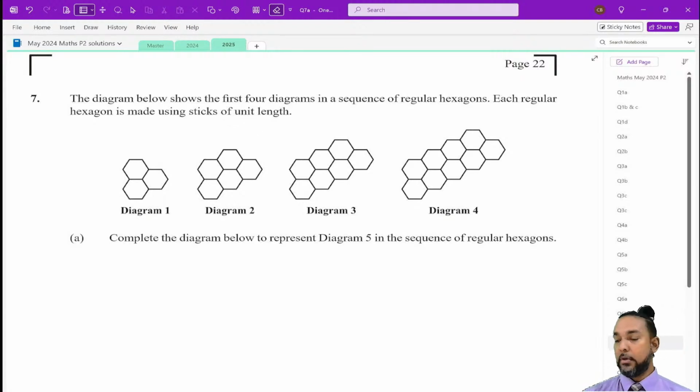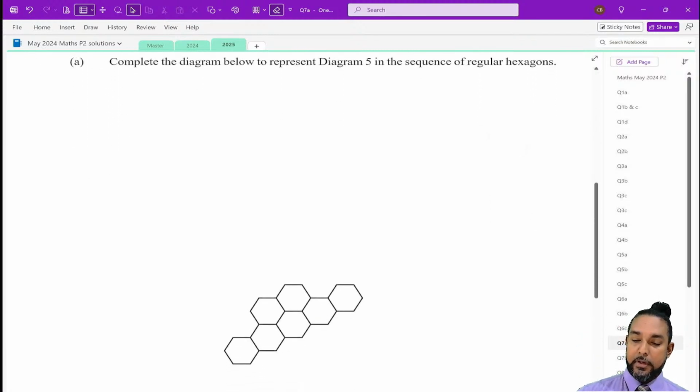Now, in this diagram, you have 1 on top and 2 below. In the second diagram, you have 2 on top and then 3 below. In the third diagram, you have 3 on top and then 4 below. And in diagram 4, you have 4 on top and then 5 below. So in this pattern, you're increasing by 2 hexagons every time, 1 in the top row and 1 in the bottom row. Agreed? So in diagram 5, you'd have 5 hexagons on top and 6 below.